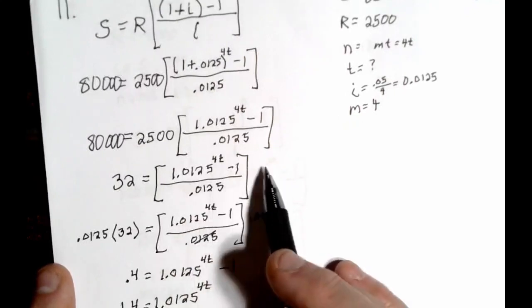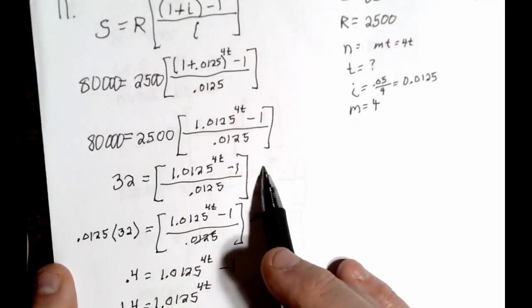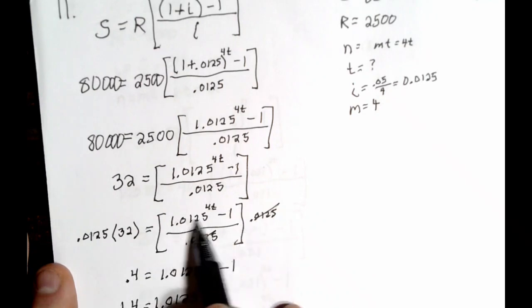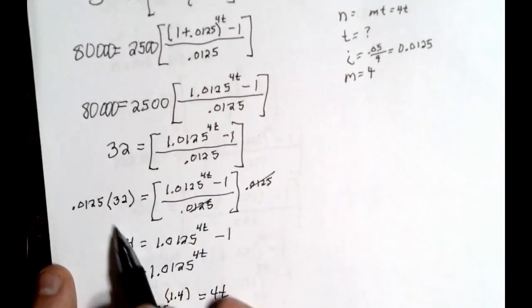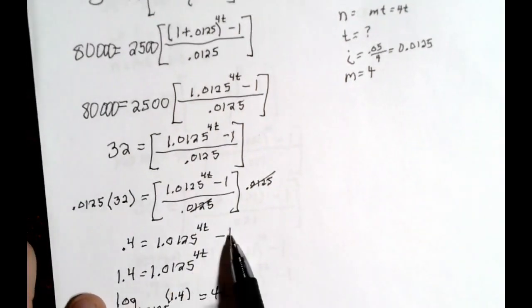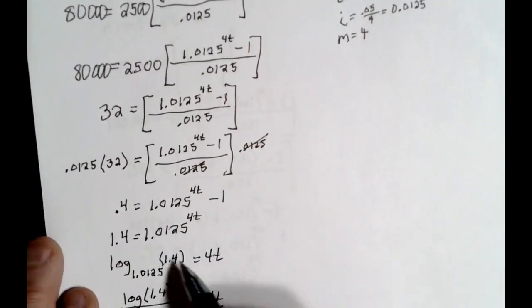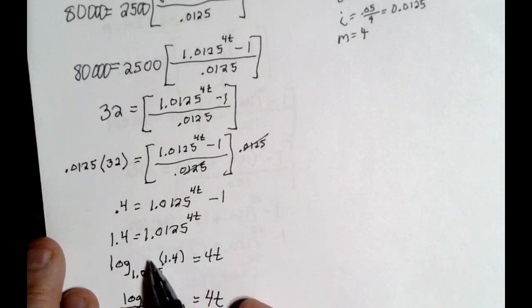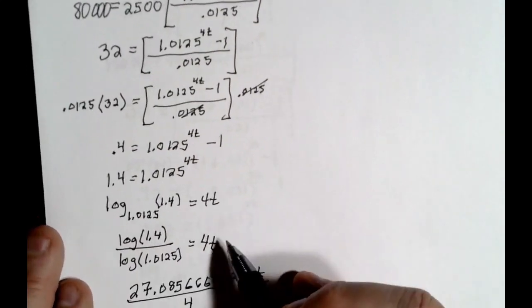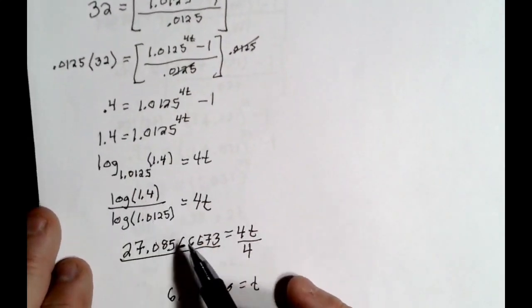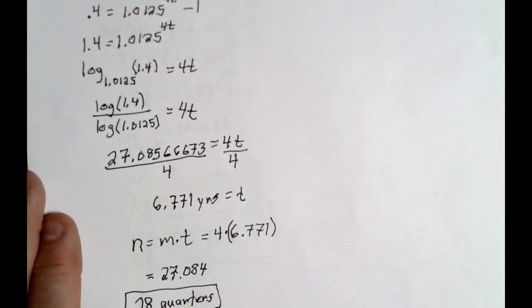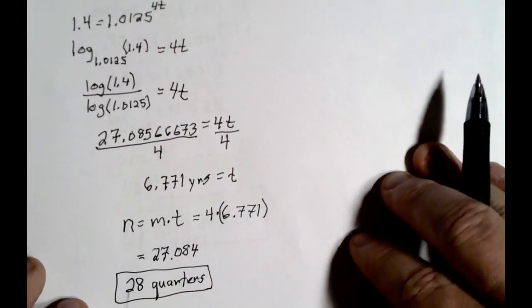And then you multiply by 0.0125 on both sides, and you only get the numerator now equals this. And you add 1, and you get 1.04 equals this. Now you can use logs. Log base this of 1.4 equals the exponent. Change your base formula here, divide by 4, and you got your answer, 6.771 years.